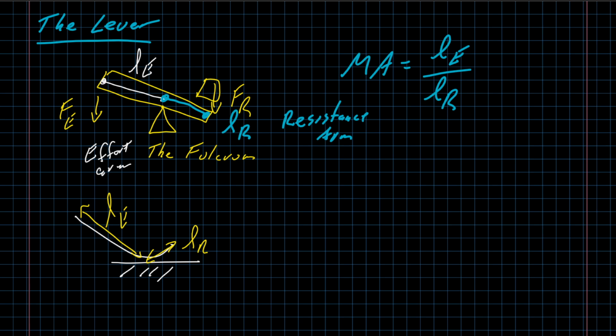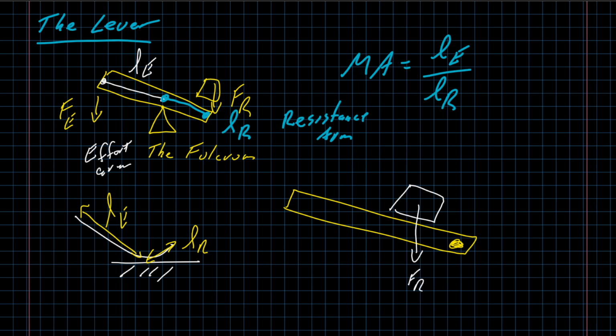The other thing that tends to be confusing about a lever is that the resistance and the effort don't have to be on opposite sides of the fulcrum. If we set up a fulcrum on one side and we attach a load somewhere a little bit up and then apply effort a little bit further up, this is still a lever.